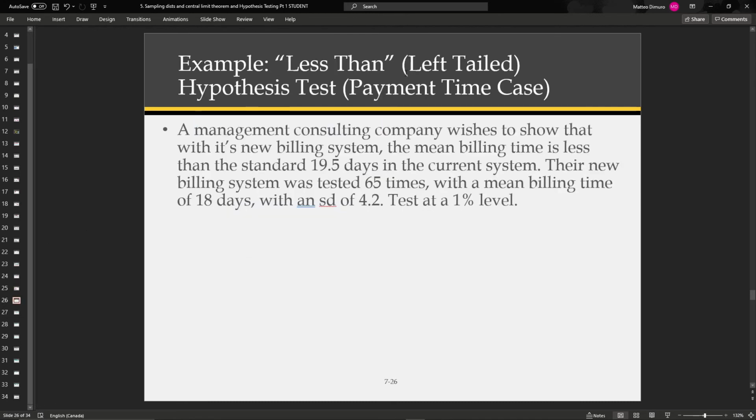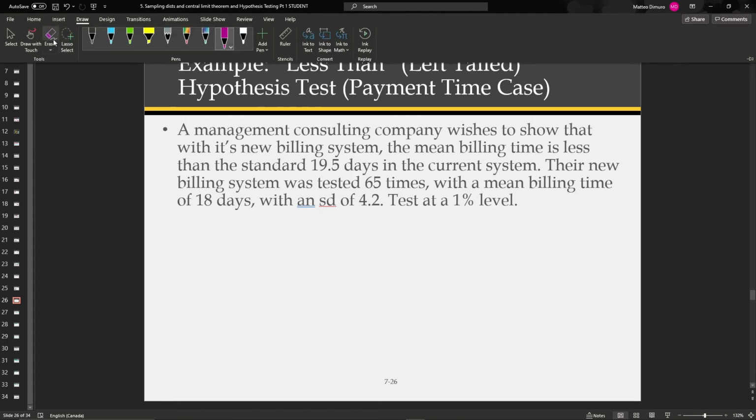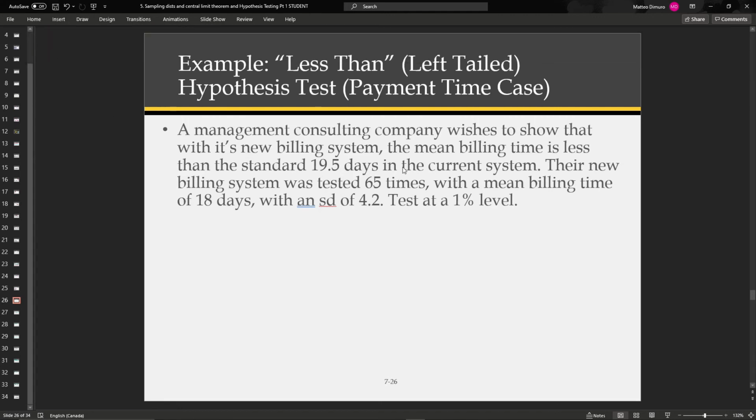Different question, but this time it's going to be left-tailed. I have the same setup as before, just different questions. So let's see, I'm promising you a less than example this time. A management consulting company wishes to show that with its new billing system, the mean billing time is less than the standard 19.5 days in the current system. Their new billing system was tested 65 times with a mean billing time of 18 days with a standard deviation of 4.2. Test at a 1% level.